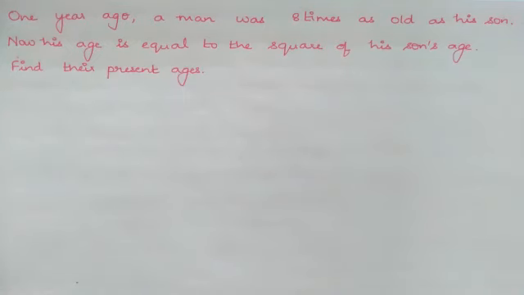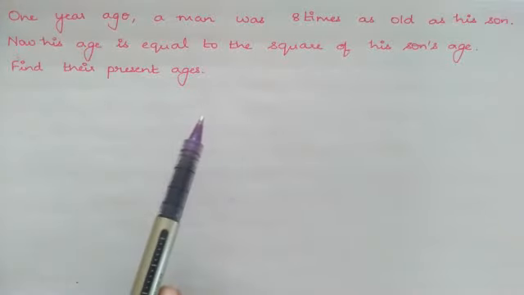1 year ago, a man was 8 times as old as his son. Now, his age is equal to the square of his son's age. Find their present ages. So, this is another problem related to age. Now, we are given two conditions here.